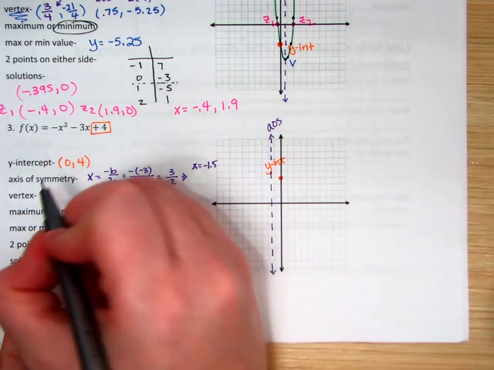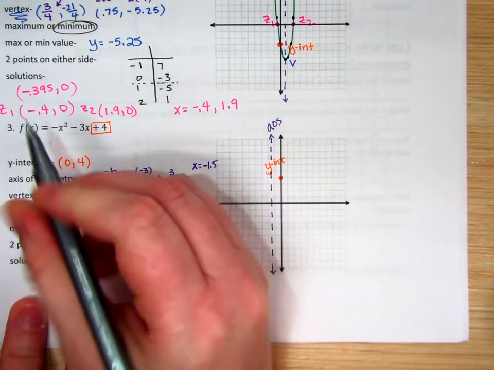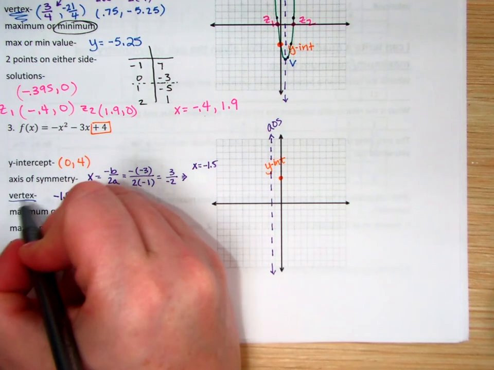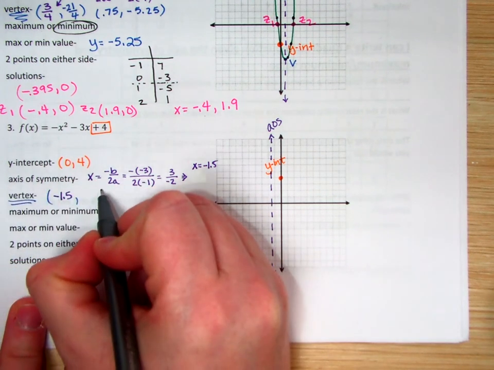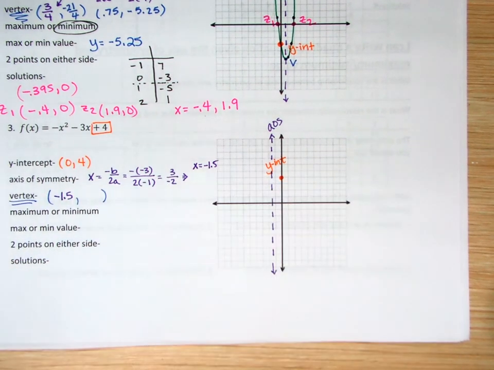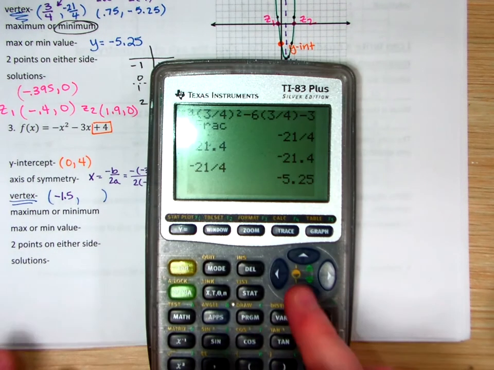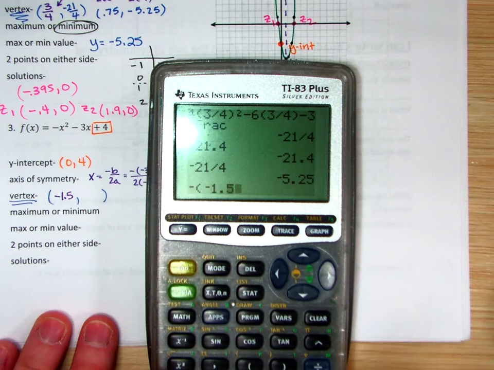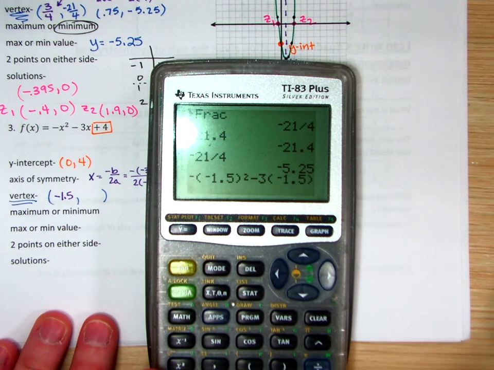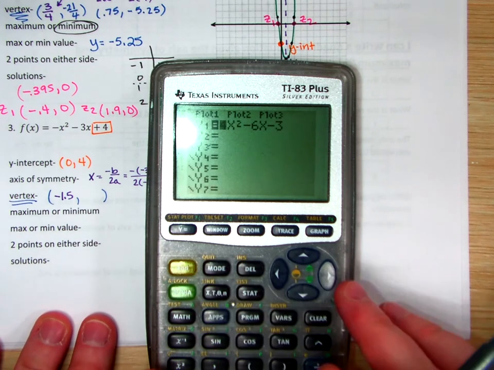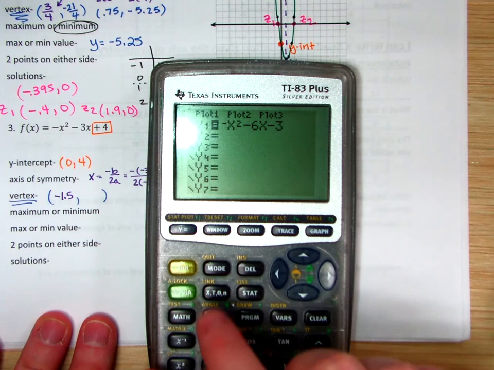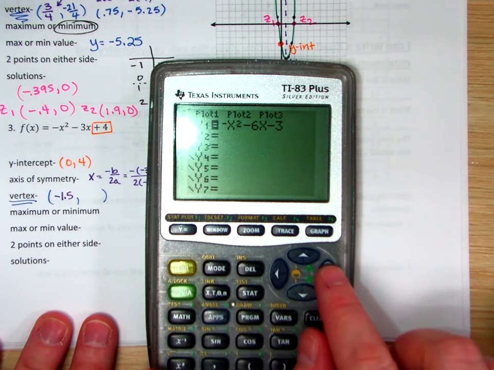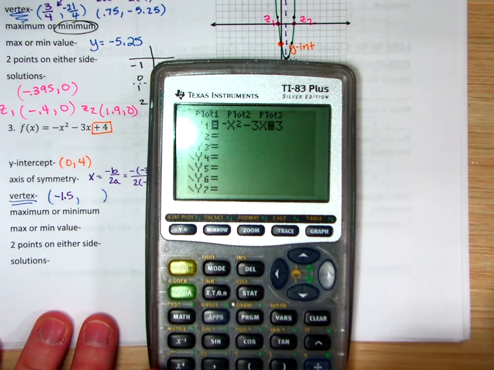Vertex, remember, comes from that negative 1.5. Plugging that into my calculator, you can do it one of two ways. You can plug in with the mathematics: negative parenthesis, negative 1.5 squared, minus 3 times negative 1.5, plus 4. You get 6.25. Or y equals, type in this equation, you're going to have to anyways, negative x squared minus 3x plus 4. Okay, graph.